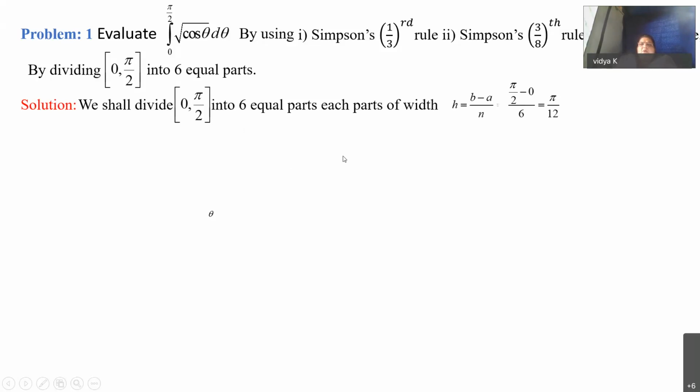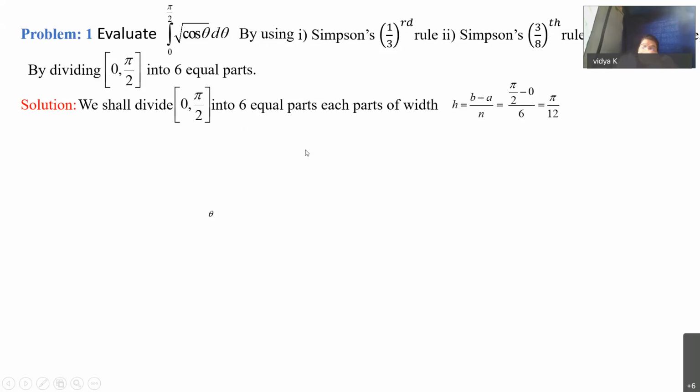Okay. So we now get the step length h using the formula. What is it? (b minus a) by n, or upper limit minus lower limit by n. What is the upper limit? Pi/2. Minus the lower limit, which is 0. What is n? They had given 6. So you get pi/12.